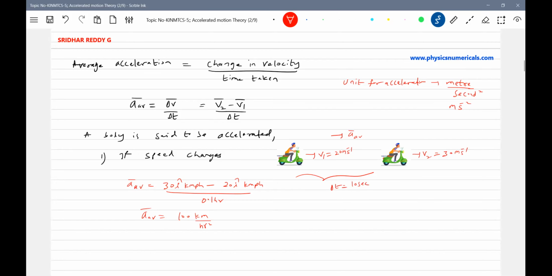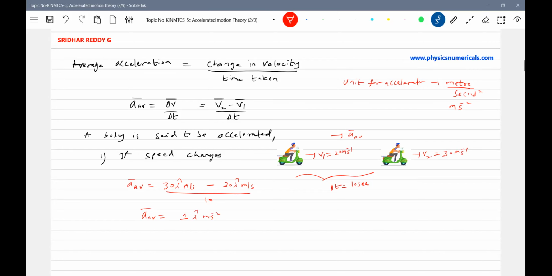Nowadays we do have such bikes where you can change speed instantaneously. So this should be equal to how much here? 1 meter per second square. This will be the acceleration. What about the direction? 1 i cap meter per second square.